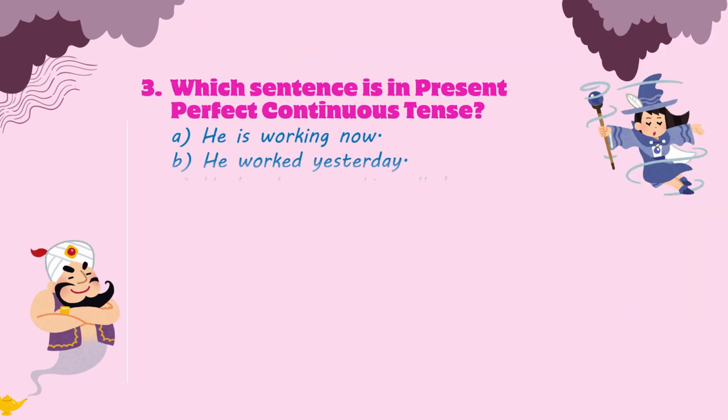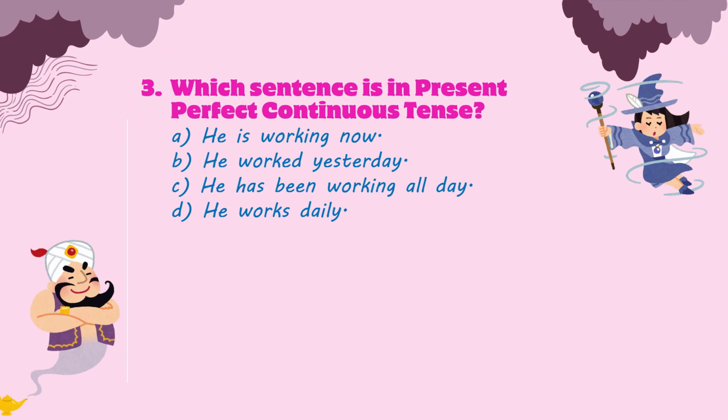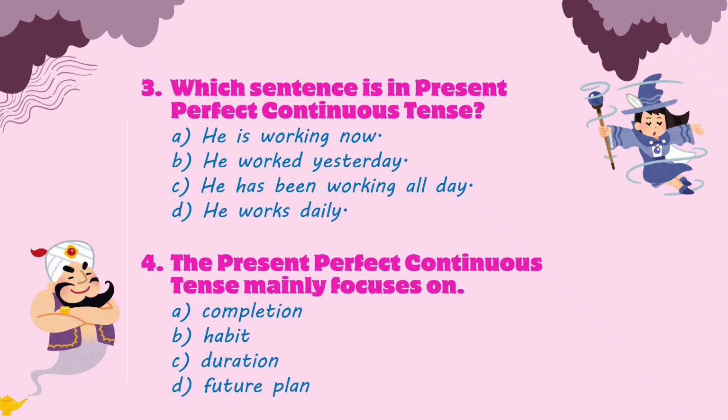Number 3. Which sentence is in present perfect continuous tense? Number 1. He is working now. He worked yesterday. He has been working all day. He works daily. Number 4. The present perfect continuous tense mainly focuses on completion, habit, duration, future plan.